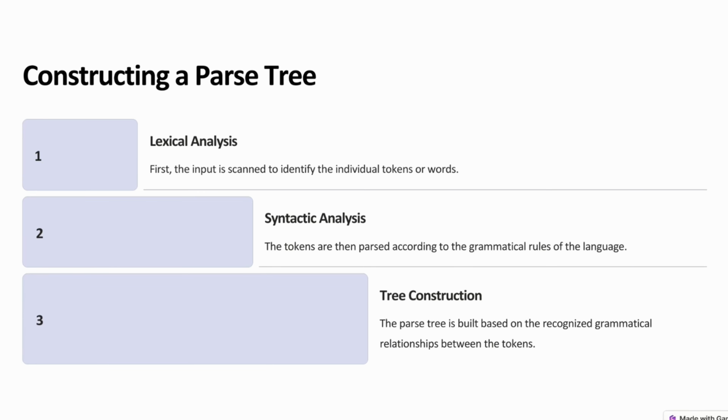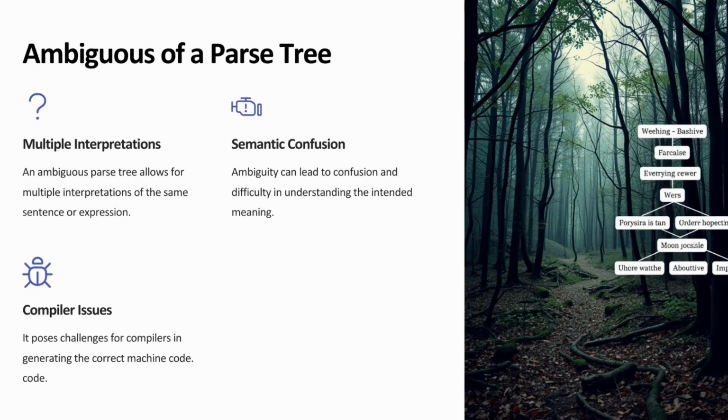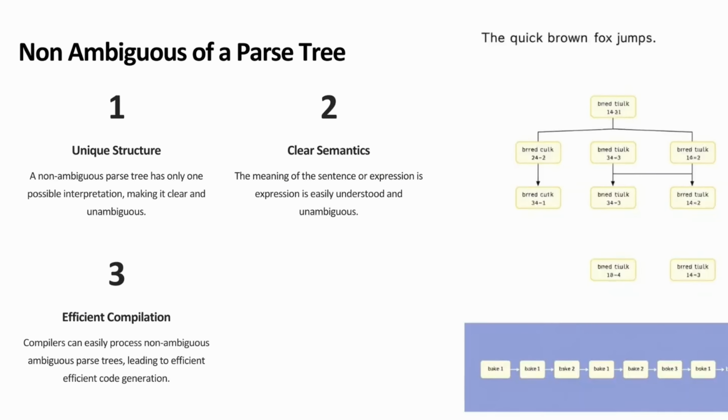Slide 4. Constructing parse trees. Parse trees are built through a three-step process: lexical analysis, where the input is scanned for tokens; syntactic analysis, which parses tokens based on grammar rules; and tree construction, where the hierarchical structure is formed to represent the syntactic relationships. Slide 5. Ambiguity in parse trees. An ambiguous parse tree allows multiple interpretations, causing semantic confusion and challenges in compiler design. In contrast, a non-ambiguous parse tree has a single interpretation, ensuring clarity and efficient compilation.